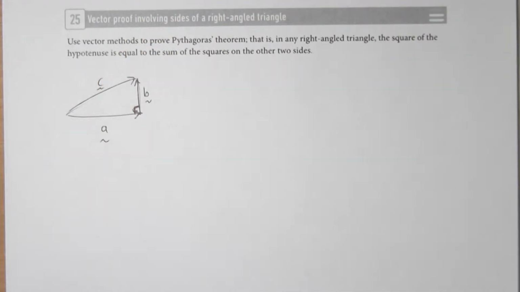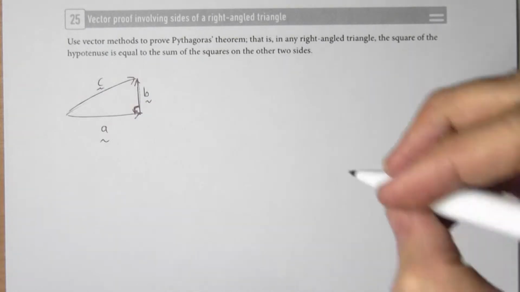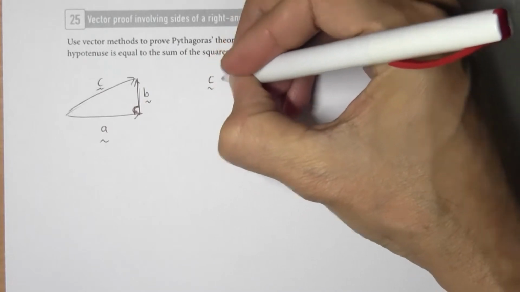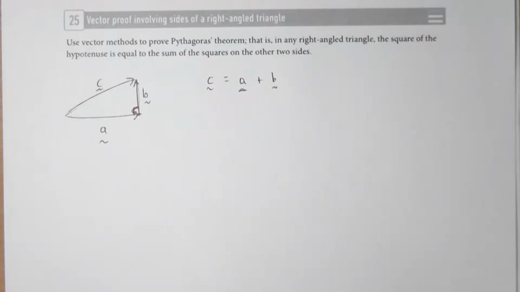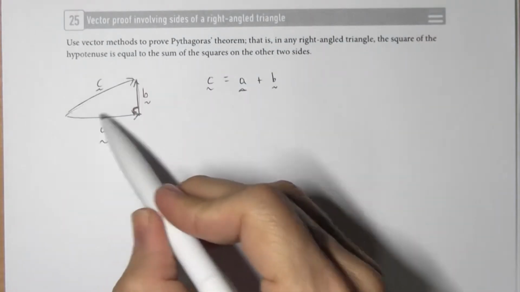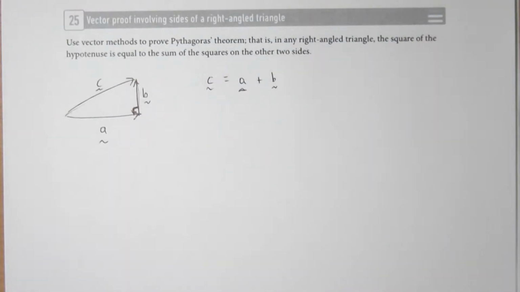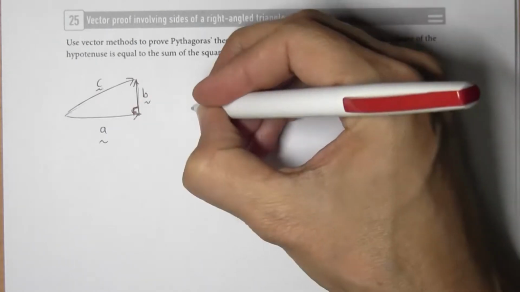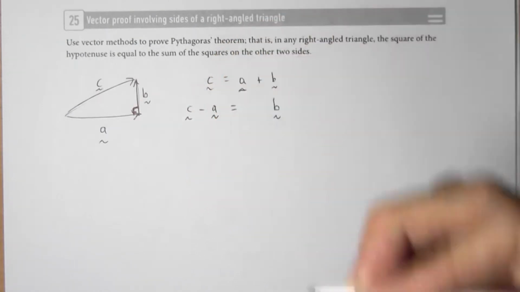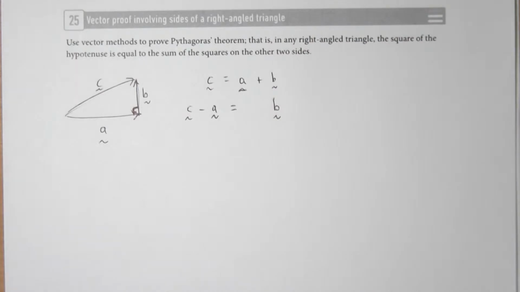So there are two results I need before I can start this proof. The first is simply to note that C is A plus B. Okay? To go from here to here is the same as going here first and then there. And I'm actually going to need this in terms of one of the other sides. So I'm going to say B is C minus A. Okay, we're going to come back to that later.